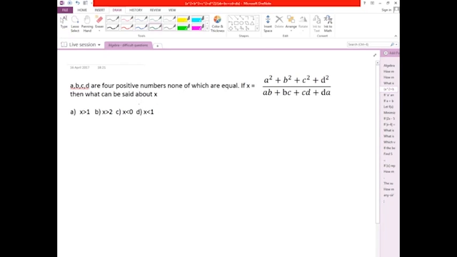This one is relatively simple. A, B, C, D are four positive numbers, none of which are equal. We have been given x is equal to a square plus b square plus c square plus d square divided by this. And then we have been asked what can be said about x.